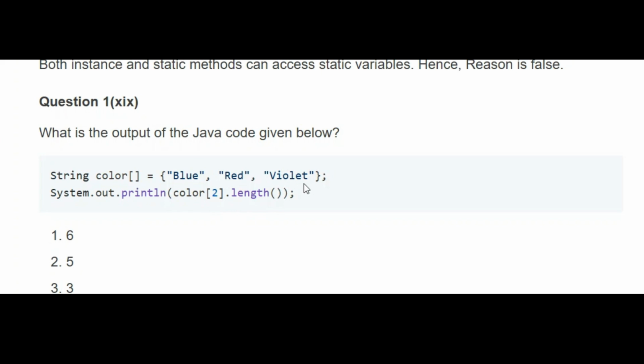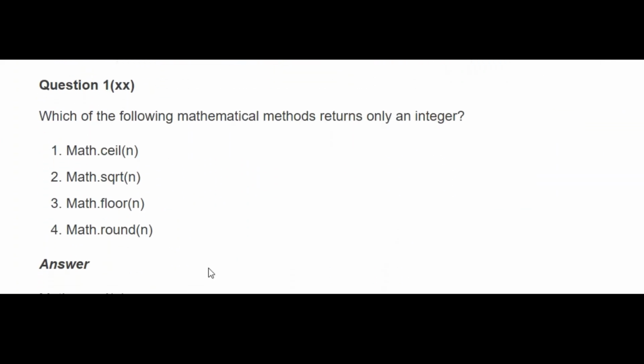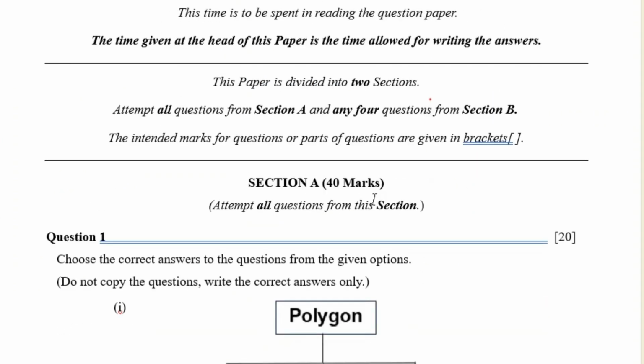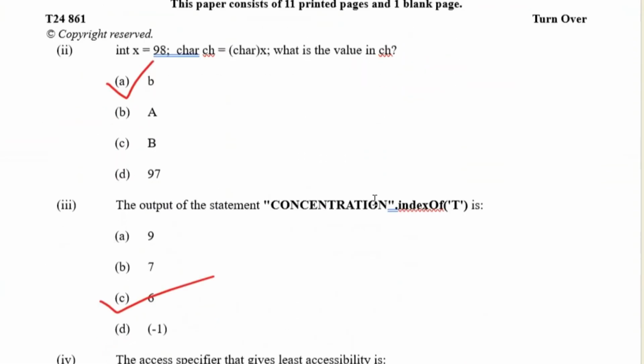Question 20. Which mathematical method always returns an integer? Math.ceil, Math.sqrt, Math.floor, Math.round. Answer: Math.round returns an integer. Correct answer, option 4, round. Now let us see the answers of the 20 MCQs.